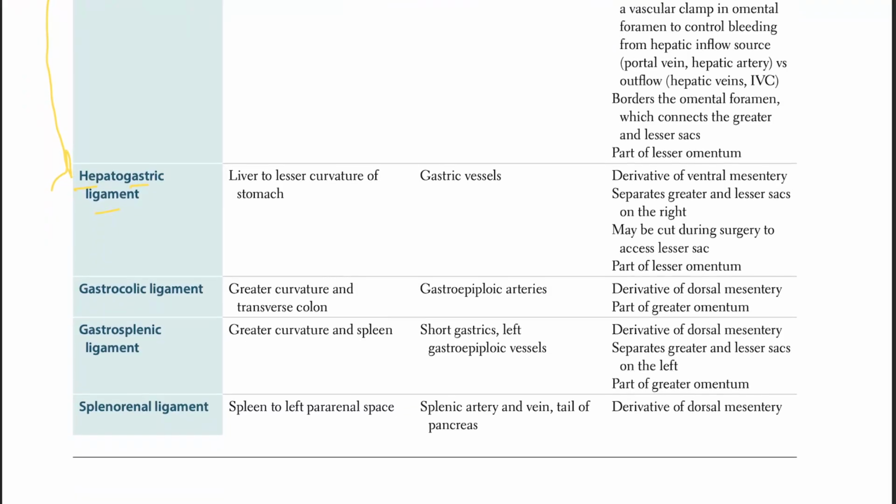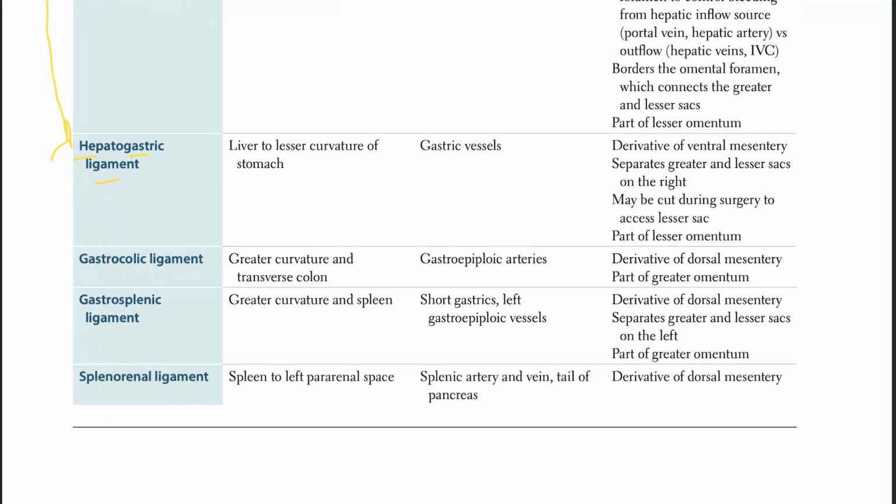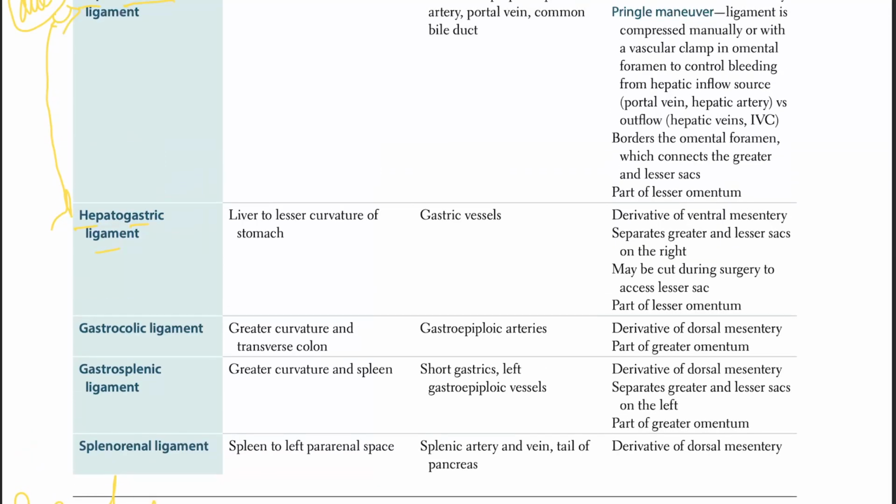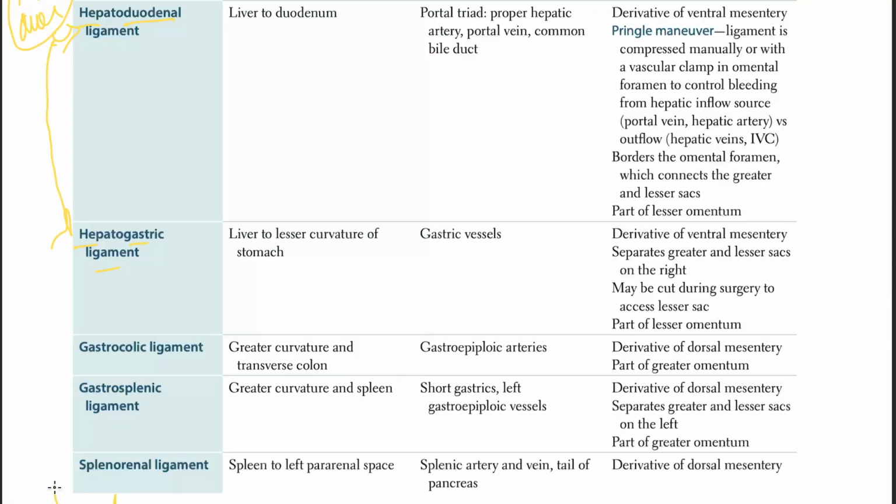Okay. Now, since we talk about ventral mesentery, let's also talk about dorsal mesentery. Dorsal means posterior. That means it's going to attach the abdominal organs to the posterior abdominal wall. That's the dorsal posterior mesentery. It has splenorenal ligament, and also it has the greater omentum. That greater omentum has two ligaments. One is the gastrocolic ligament, and the second is the gastrosplenic ligament.